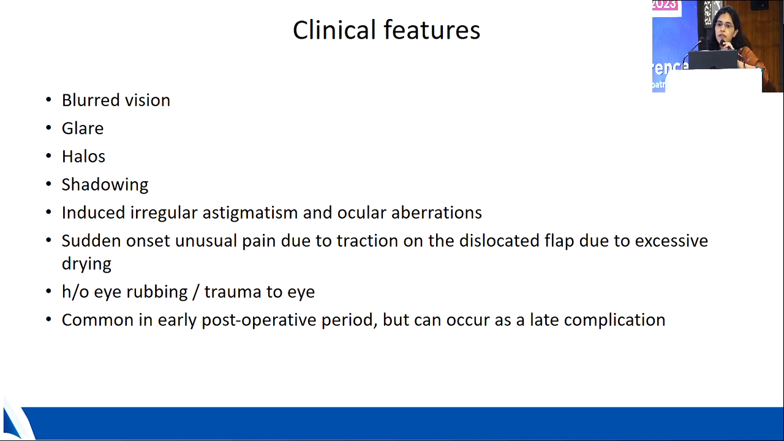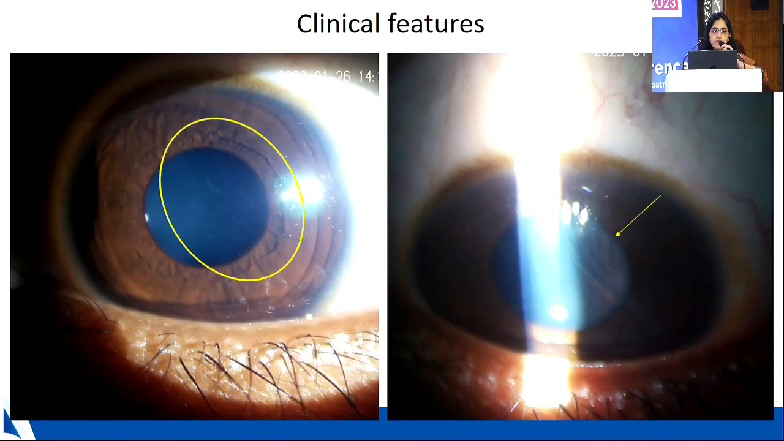So what are the clinical features of LASIK flap folds? Usually patients present with blurred vision, glare, halos, shadowing. These are because of induced irregular astigmatism and ocular aberrations. They can also present with sudden onset unusual pain due to traction on the dislocated flap due to excessive drying. There can be a history of eye rubbing, also trauma to the eye. They are commonly seen in the early postoperative period.